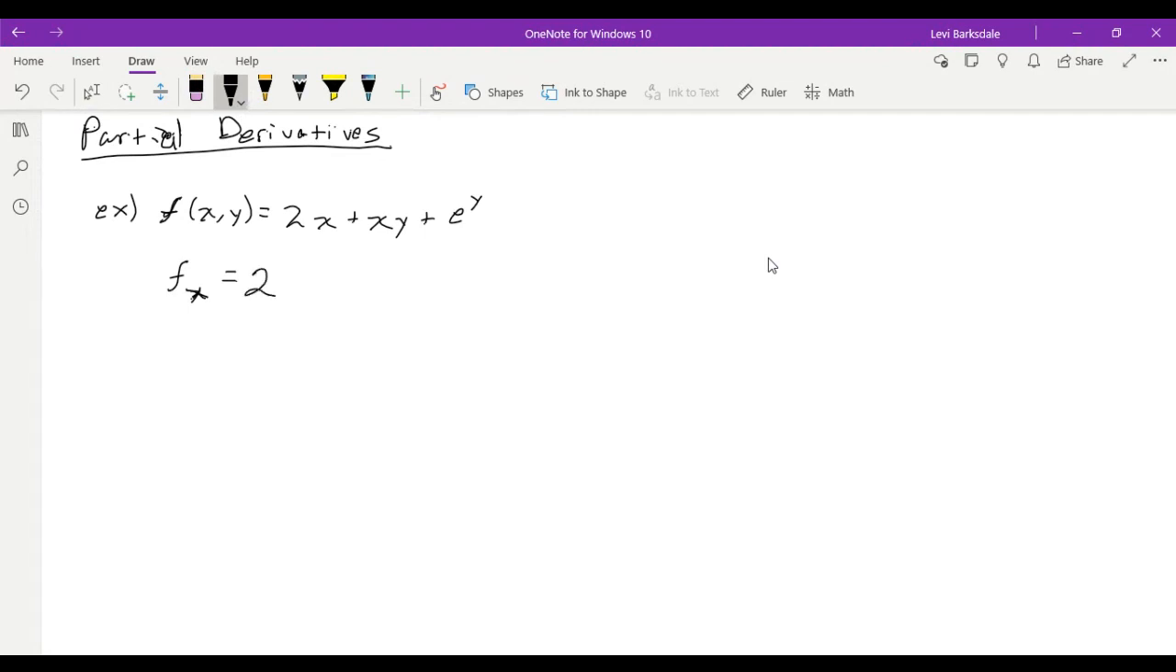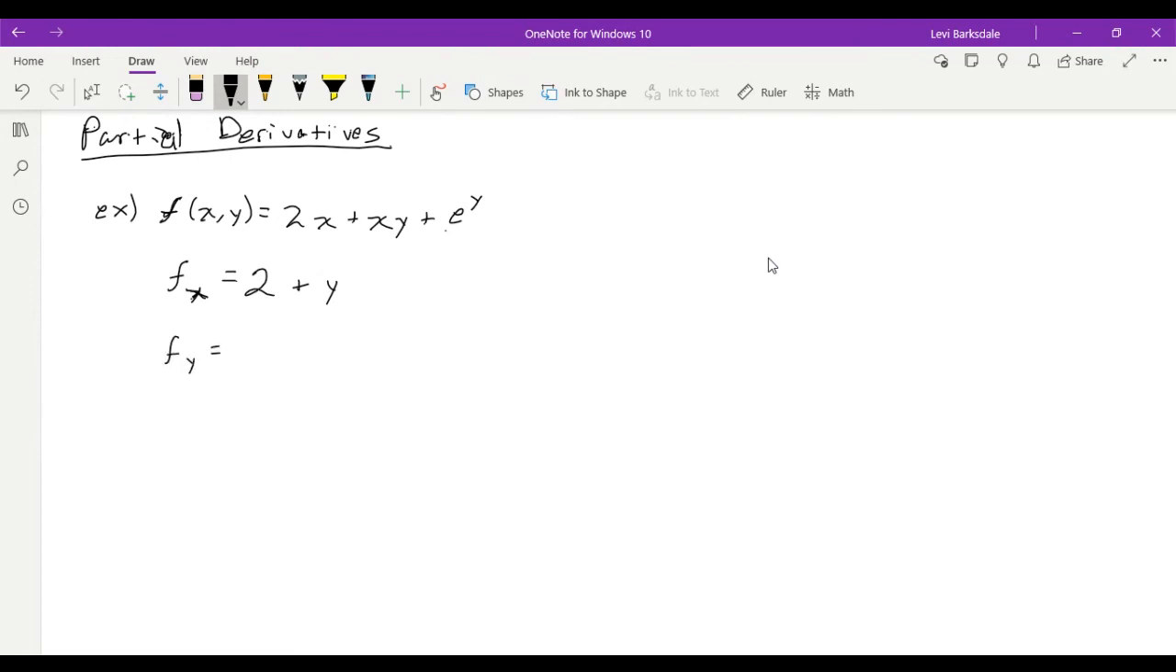Derivative of 2x is of course 2. Derivative of xy, well, we treat y like a constant, so the derivative of x would be 1. Since our constant is attached, we multiply that. And since this term, e to the y, doesn't have an x term in it, treat it like a constant. Derivative of a constant is 0. So our partial with respect to x would just be 2 plus y.